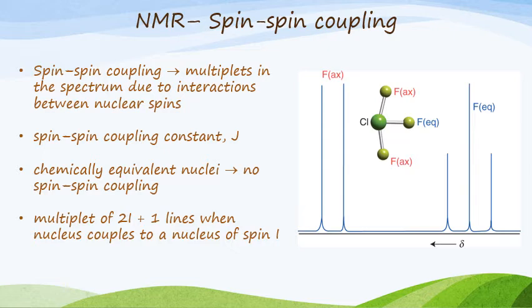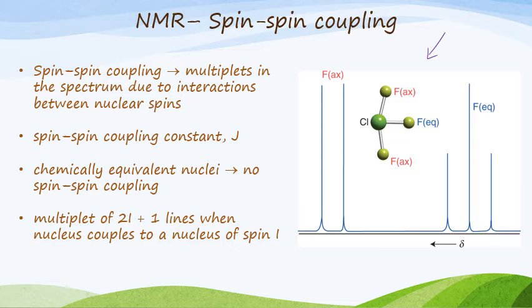So let's have a look at what's happening in the diagram on the right hand side here. Okay, we have this trifluorochlorine molecule, and we've got 2 fluorines in the axial position and 1 fluorine in the equatorial position.